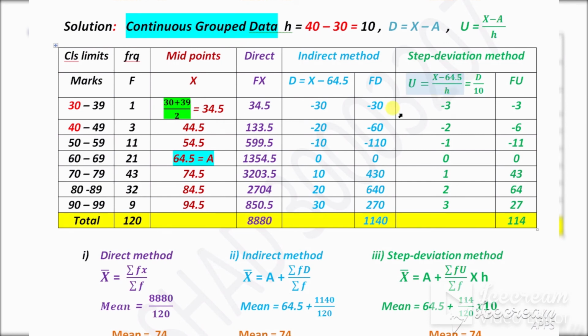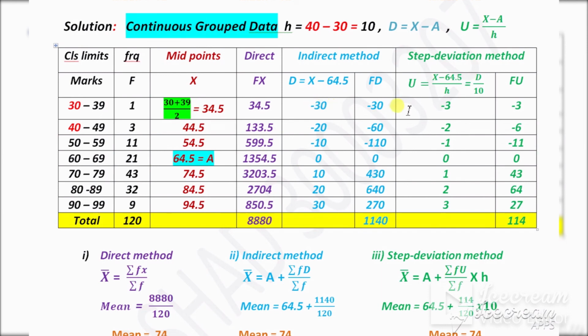H is the common difference. Common difference here is the difference between the first two numbers. I did here 40 minus 30 is 10. 10 is the common difference. Look, the common difference between each number is 10, 10, 10. Or you can say from d, the smallest difference is 10. So each number has 10 difference. It is also called common difference. So h is 10 and x minus 64.5 is d. So that's why d divided by 10, you will get u.